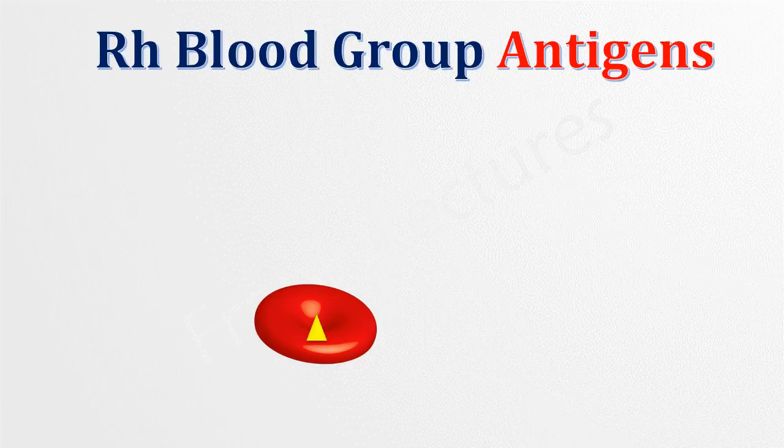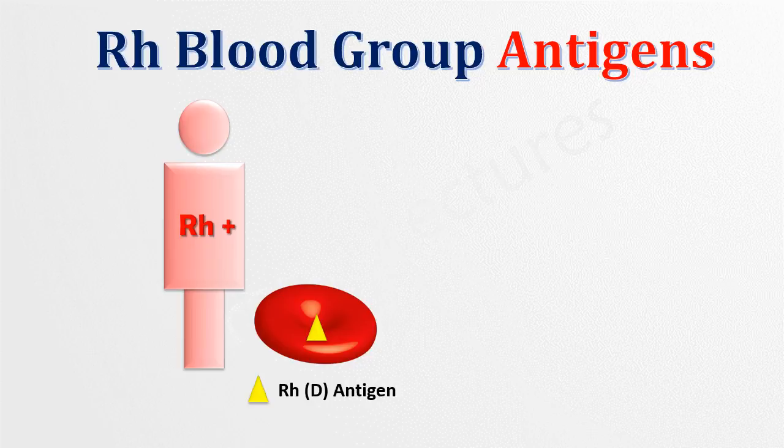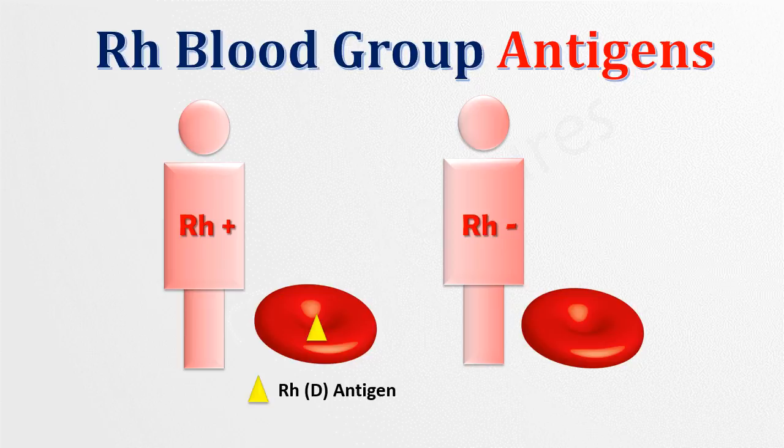Some people lack the gene that produces D antigen. Therefore, D antigen is absent from their red blood cells. Such people are designated as Rh negative. The plus and minus symbol indicates the presence and absence of Rh antigen on the RBCs respectively.